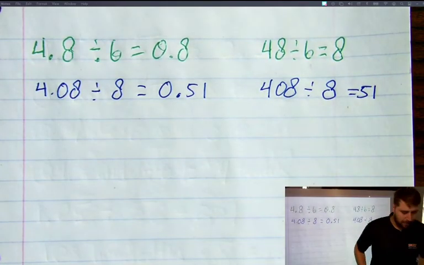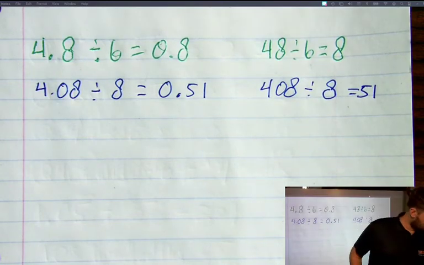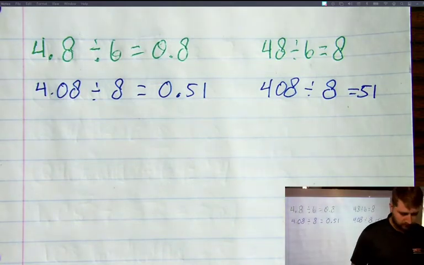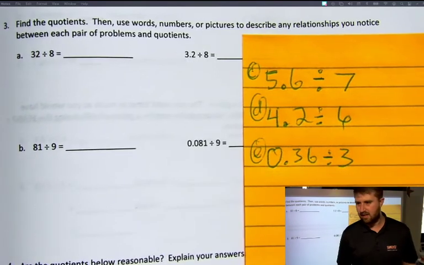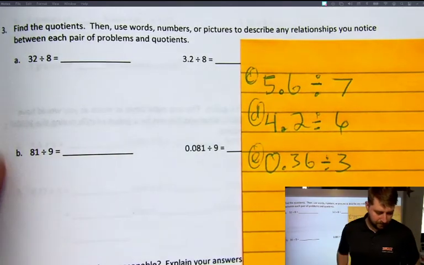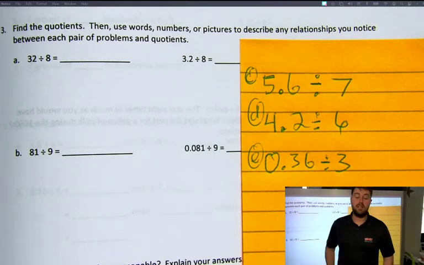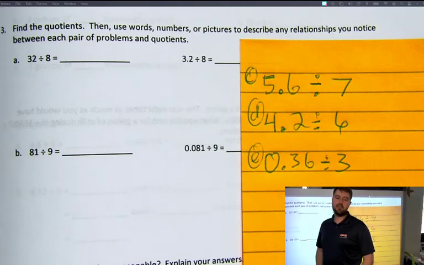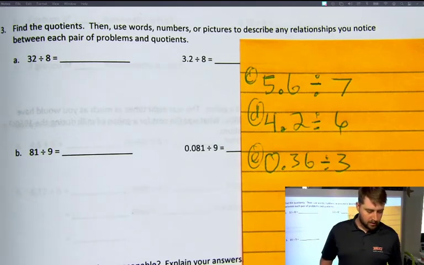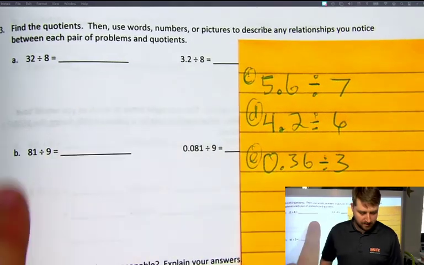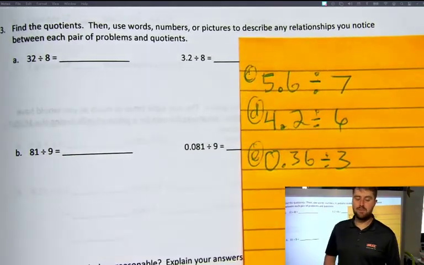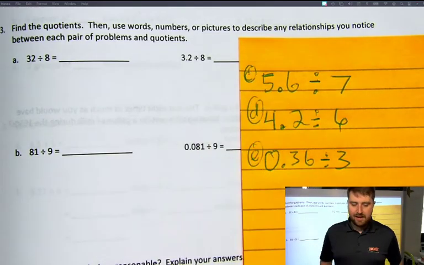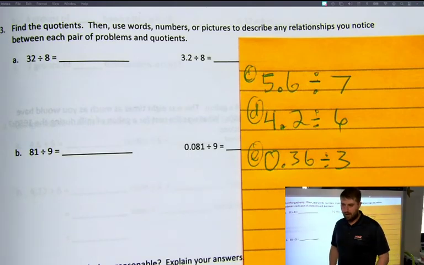Awesome. All right, well, I'm going to leave you all with 5-ish problems. There's really 7 things to solve, but they are right here. So for these first two, A and B, it says find the quotients. Then use words, numbers, or pictures to describe any relationships you notice between each pair of problems and quotients. So solve each pair. This is one pair. This is your second pair. And then use words, numbers, or pictures to describe what is similar or different between each pair. And then we've got 3 problems on the side for you to just solve using any method you want.